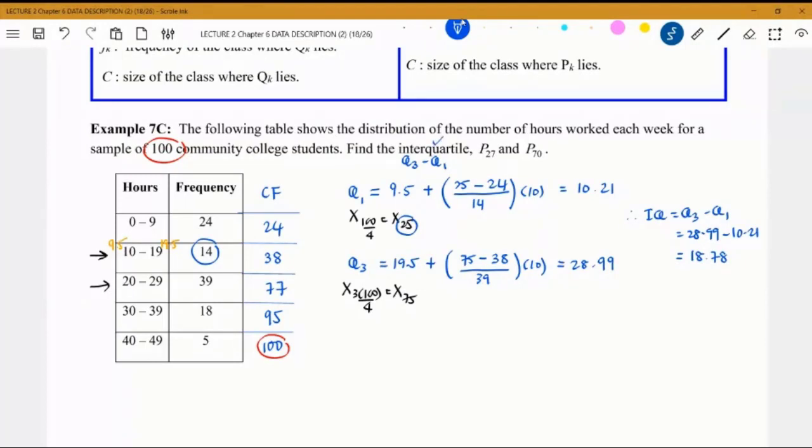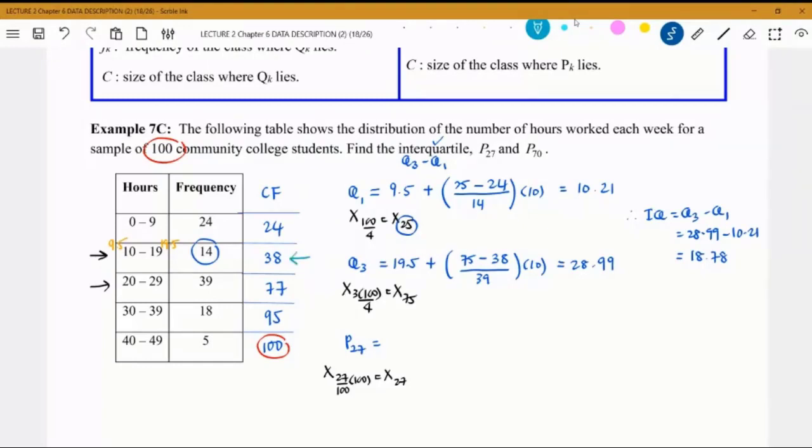Now to find the percentile, which is 27. We have to find the observation first: 27 over 100 times your cumulative F, which is 100 as well. So directly we have the 27th observation. The 27th lies on the second class, it lies here.